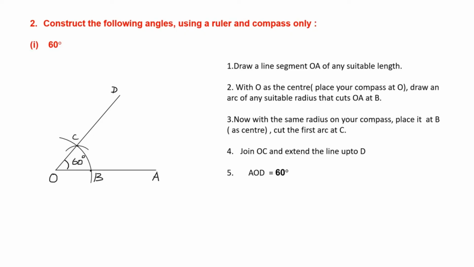For the construction, you have to use only your ruler and compass. But for checking the answer, you can use your protractor just to check whether you got it right. Okay, so this is how we construct 60 degrees. So angle AOD is now equal to 60 degrees. Second one, we're going to construct 90 degrees now.